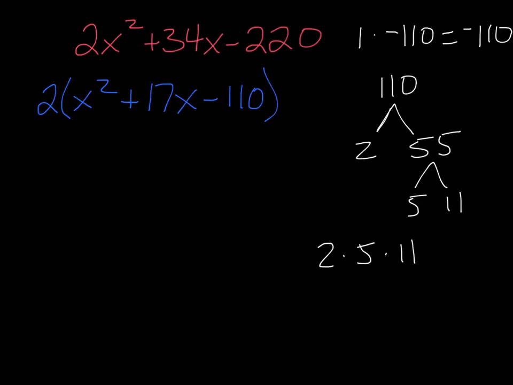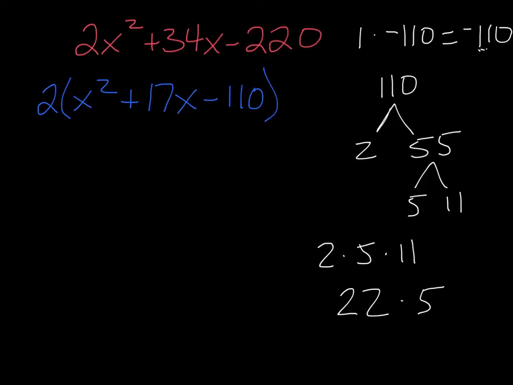And so the only other option, and this is nice and easy with three terms here, would be 2 times 11, which is 22, and 5. 22 times 5 would give us 110, and there is a way that we can get 22 and 5 to give us 17. Now remember, we're talking about a negative 110, so one of these is positive and one of them is negative. This positive 17 is telling us that the bigger factor that we're going to use is going to be the positive one.